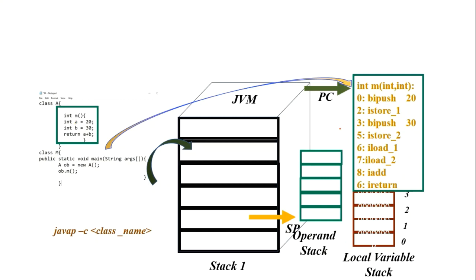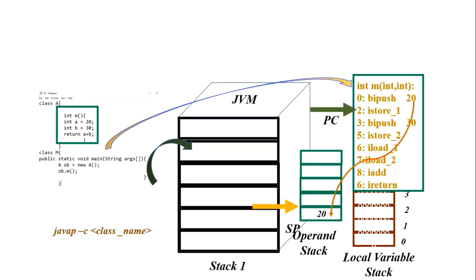So this is your operand stack. We have a pointer here and we have a local variable stack. And what is the meaning of these lines? I will explain one by one. See the animations carefully. So first, bipush 20. The meaning of this is push the value 20 into the operand stack. Then the stack pointer is incremented by 1. After that, the program counter comes to the second line.